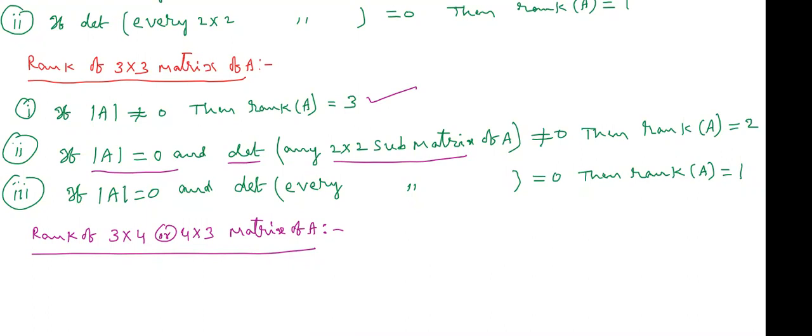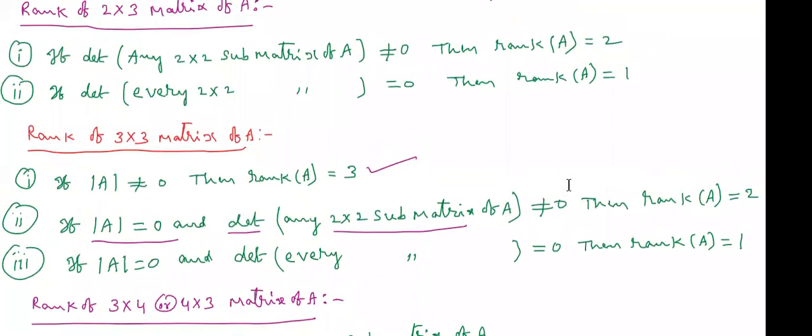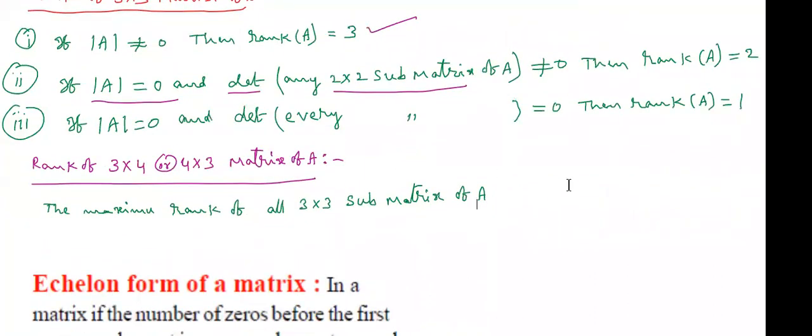The maximum rank of all 3 by 3 submatrices of A is the rank of the 3 by 4 matrix. So for a 3 by 4 or 4 by 3 matrix, whatever it may be, the maximum rank of all 3 by 3 submatrices of A is called the rank of the 3 by 4 or 4 by 3 matrix.